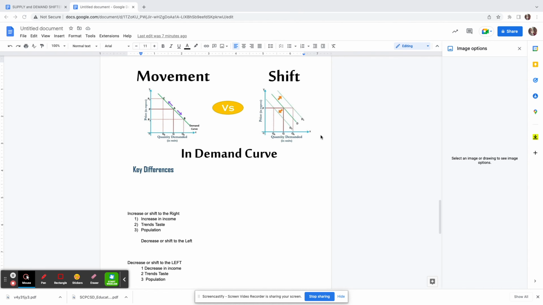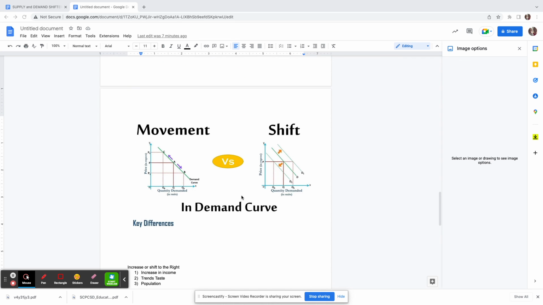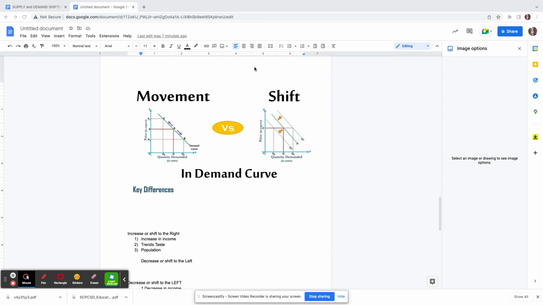Football games, right? On a football weekend, demand goes way up. The prices don't change for the dress in the window or the food, but the demand for that food does because the population has changed. So again, we're looking at the difference between changing price to change demand versus outside forces that are changing demand. I hope that helps. This graph is what I'm looking for.